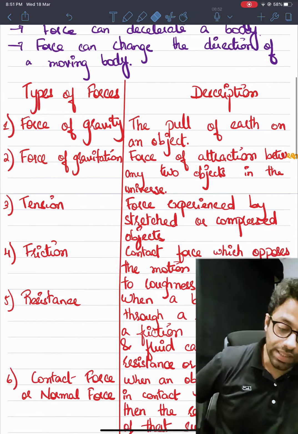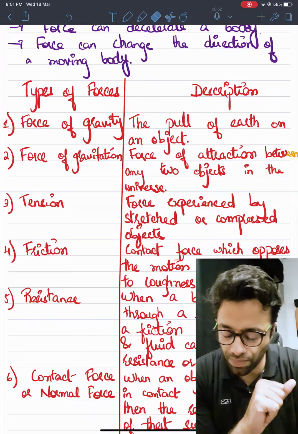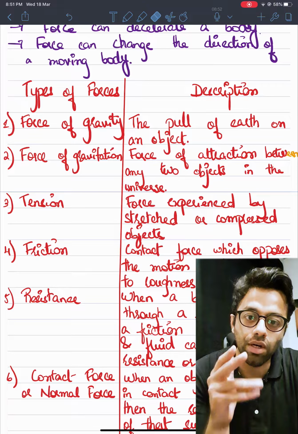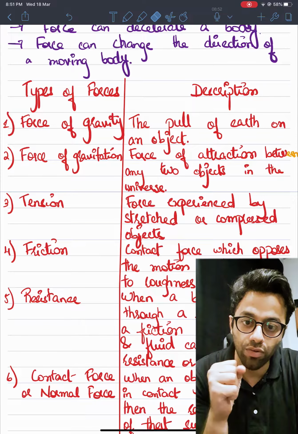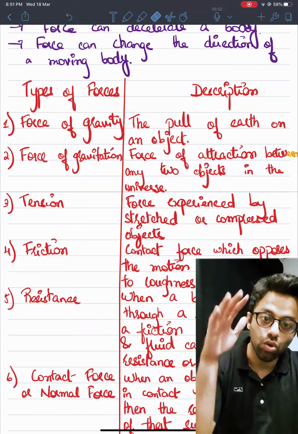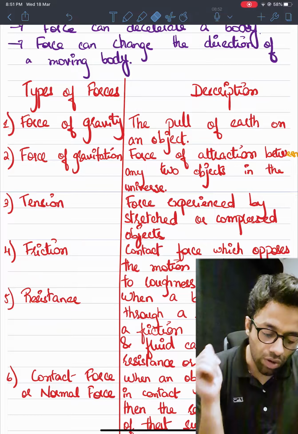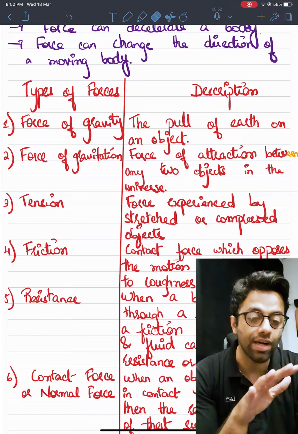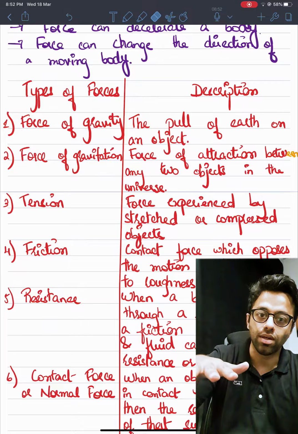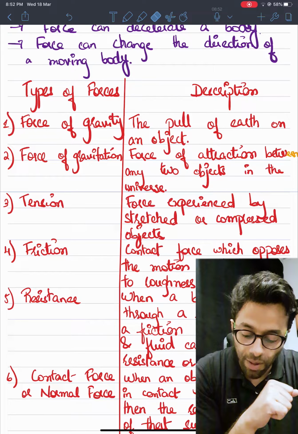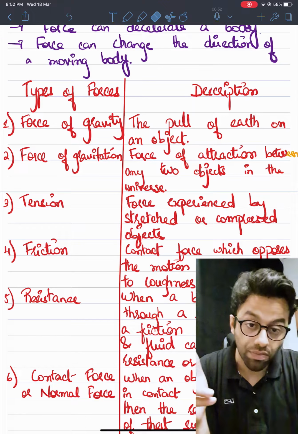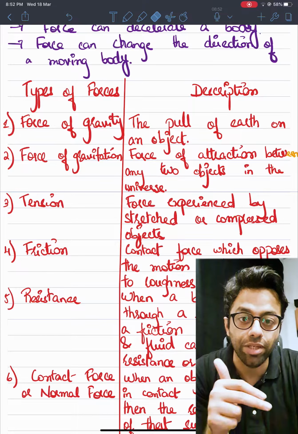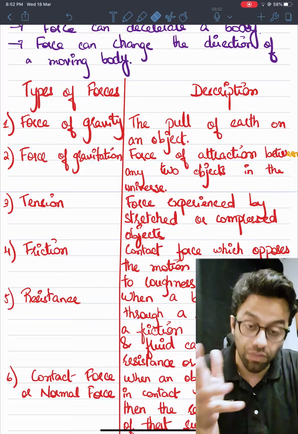Types of forces and their description. First of all, we have force of gravity. We experience this force all the time. Earth, we know, has a force of gravity that is pulling us towards the earth. Let's talk about the description: the pull of earth on an object. The object could be anything. The fact that we're all grounded is because of force of gravity. We know the acceleration due to gravity is 10 meters per second squared. We've already discussed this.